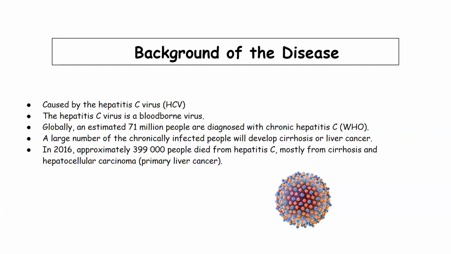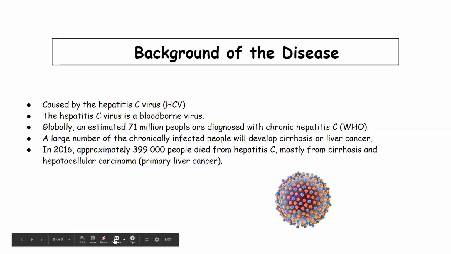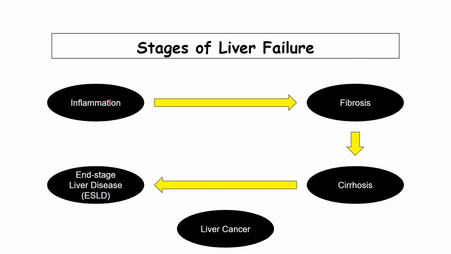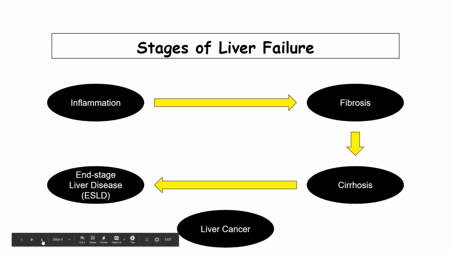In 2016, approximately 399,000 people died from hepatitis C, mostly from cirrhosis and hepatocellular carcinoma. Next, the stages of liver failure: inflammation, fibrosis, cirrhosis. The last one is end-stage liver disease.